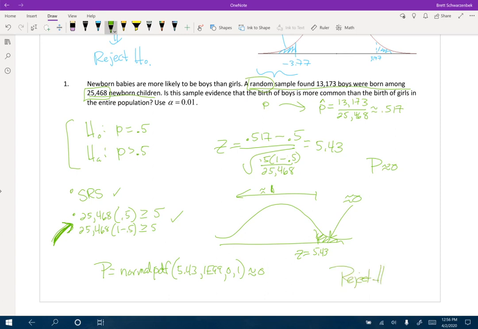So what would be the logical conclusion? You basically would be booting this guy out, which means you would indeed claim that the birth of boys is more common than the birth of girls.